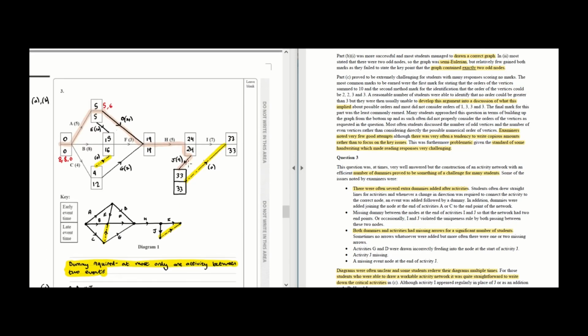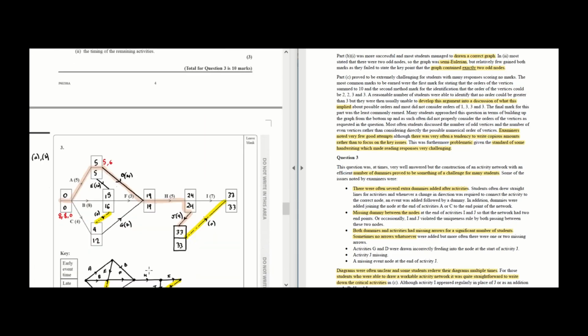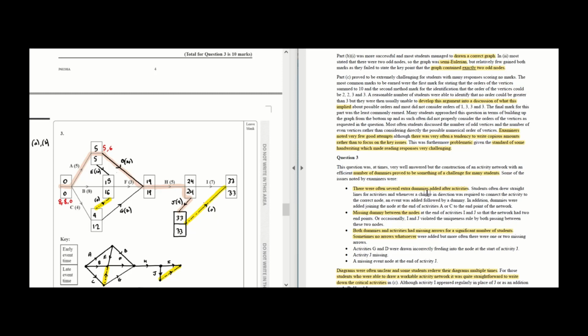There were extra dummies involved, which was a problem. There were missing dummies as well between the nodes. There were dummies with missing arrows. That was a problem. There were some with no arrows whatsoever. And some activities were missing, so do be careful over here. I think what I did before when I was going through how to draw the full thing was I often ticked off the activities that I've just drawn on, and that ensured that I did not miss out any activity.